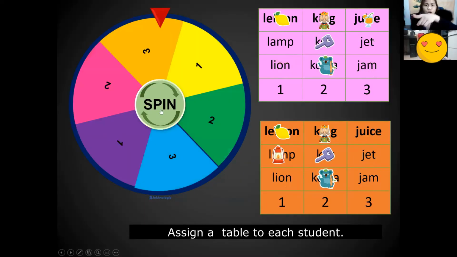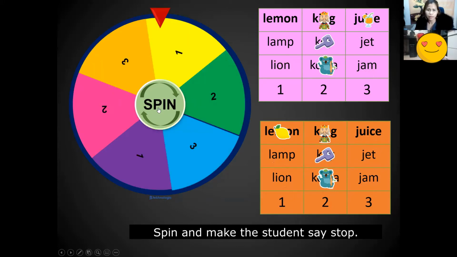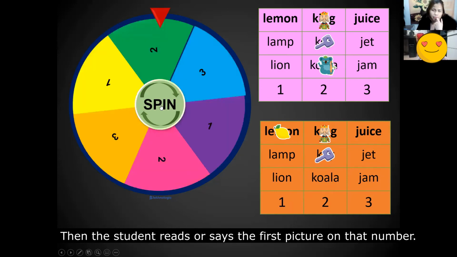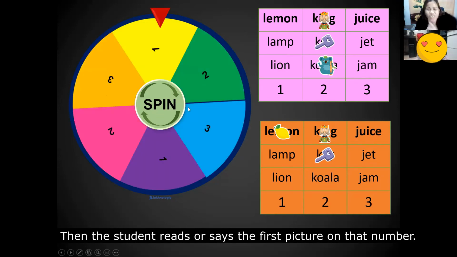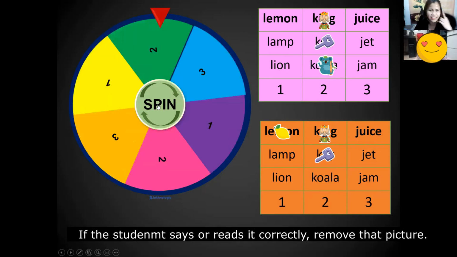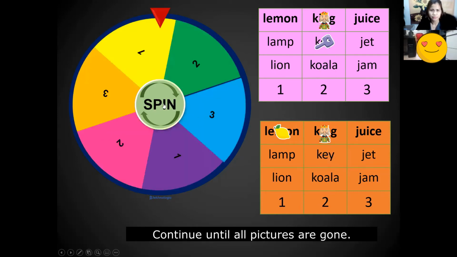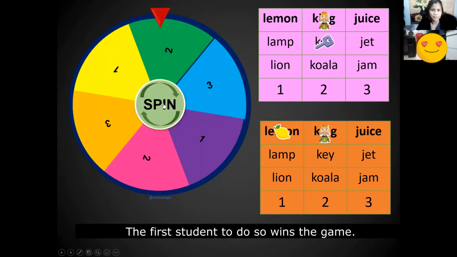Assign a number to each student. Spin and make the student say stop. Then the student reads or says the first picture on that number. If the student says or reads it correctly, remove that picture. Continue until all the pictures are gone. The first student to do so wins the game.